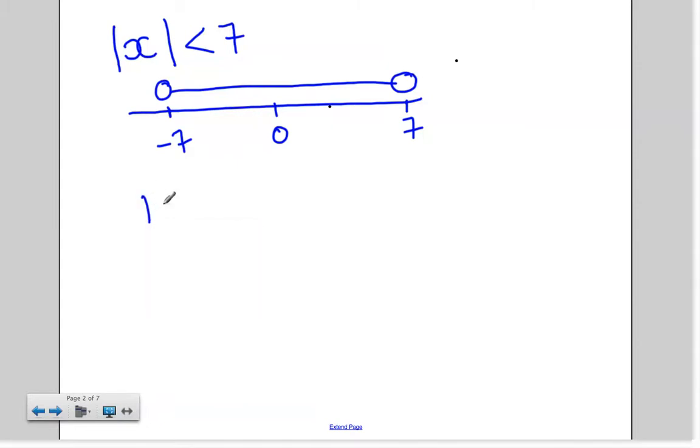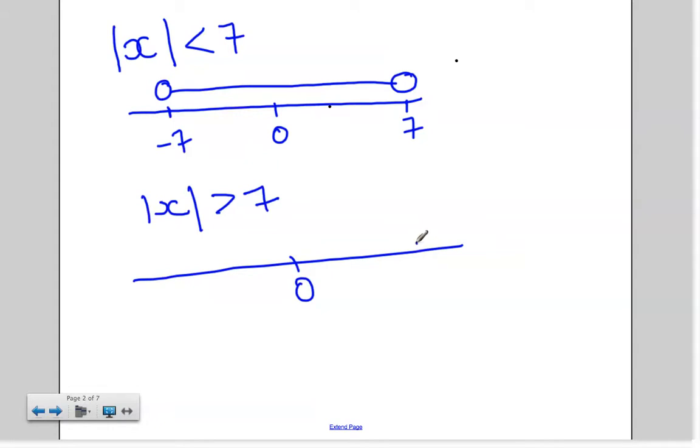Now, what if the inequality sign was the other way around? Again, let's think of our number line. There's 0, there's 7, there's minus 7. So we're looking for numbers that are more than 7 units away from 0. And hopefully you can see that anything bigger than 7 will be more than 7 units away from 0. And anything less than minus 7 will also be at a distance bigger than 7 from the origin.